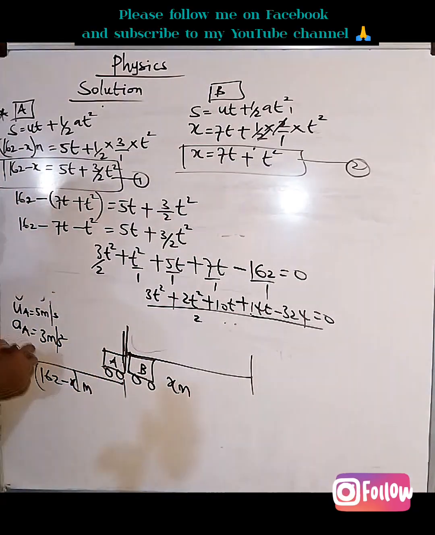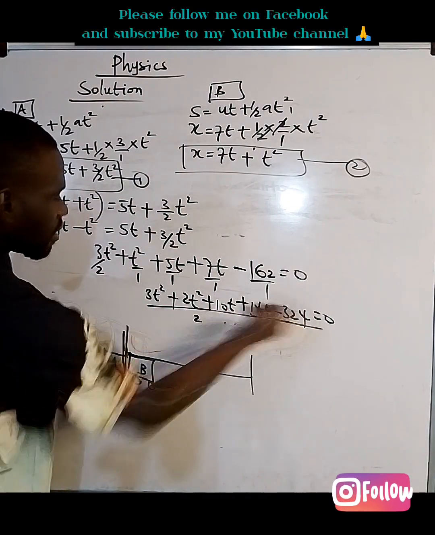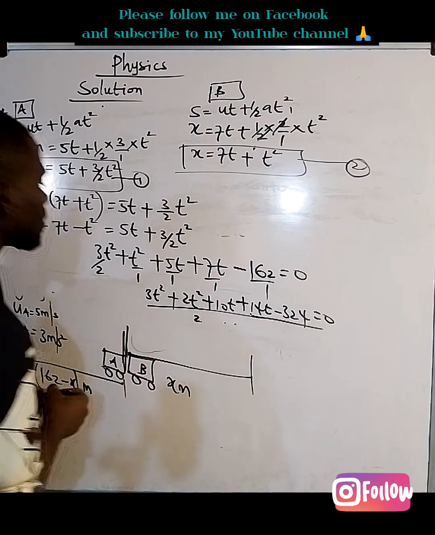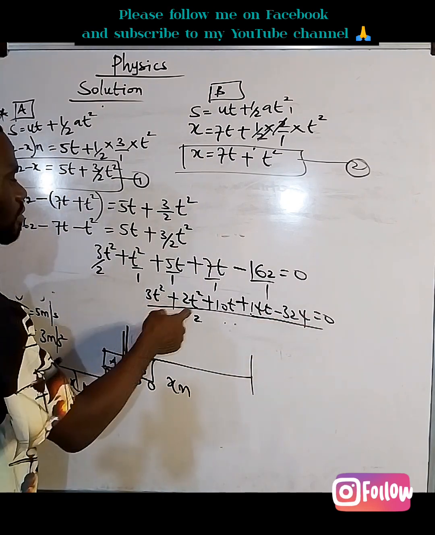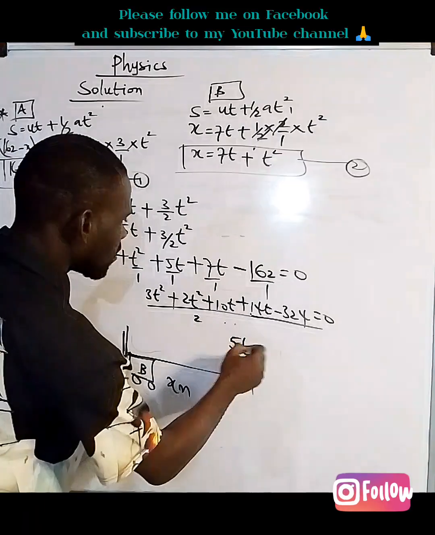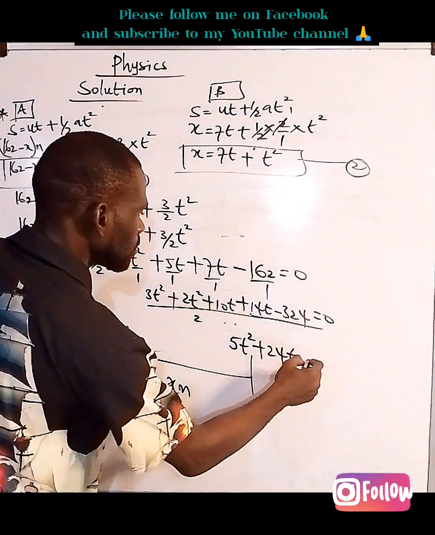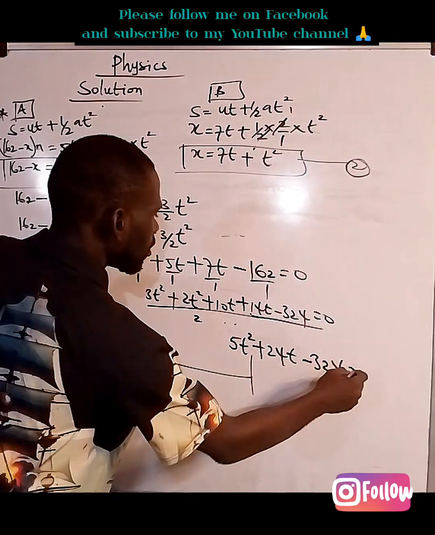Now once this happens, what's the next step? What it means is that the LCM is gone because of the equality sign that we have. So what do we have? 3t squared plus 2t squared will give us 5t squared. 10t plus this will give us 24t minus 324 equals to 0.